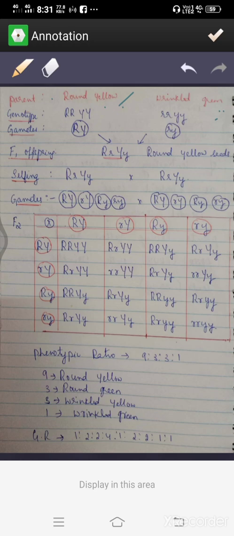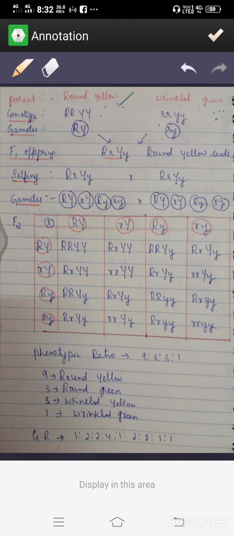So coming to the genotypes. Round was denoted by capital R and wrinkled by small r, and yellow by capital Y and green by small y.